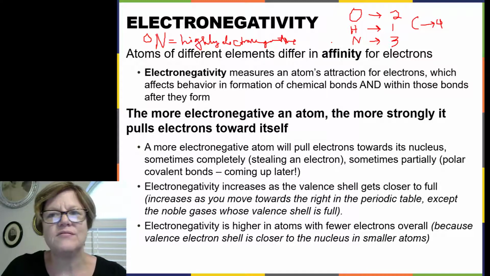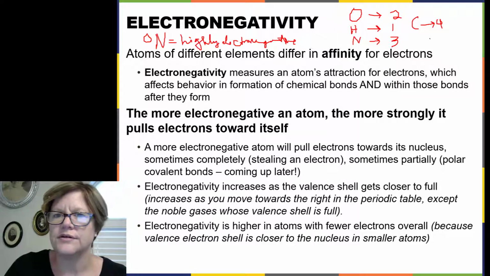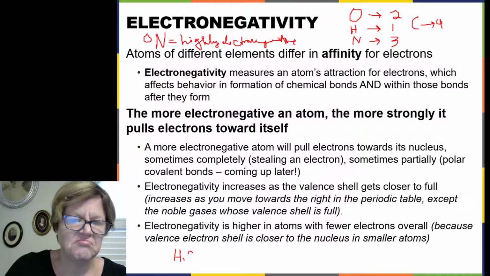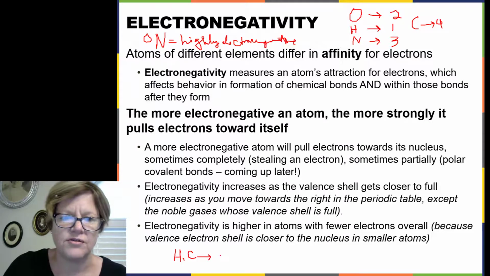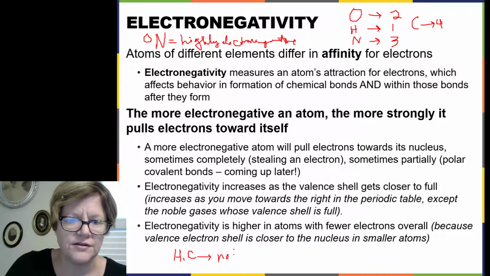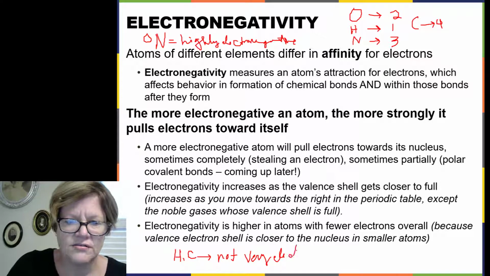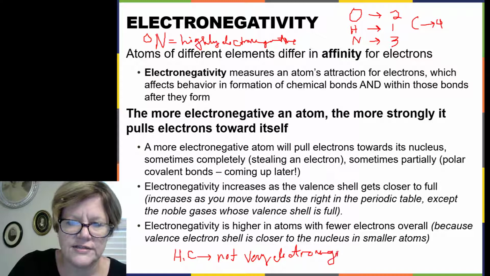Hydrogen and carbon are not that highly electronegative. So I'm going to say H and C, not too electronegative. You know, they're moderate. I'm going to put not very electronegative. I'm not saying they don't want electrons, but not nearly as much. Now this is going to be good enough for us, these definitions.